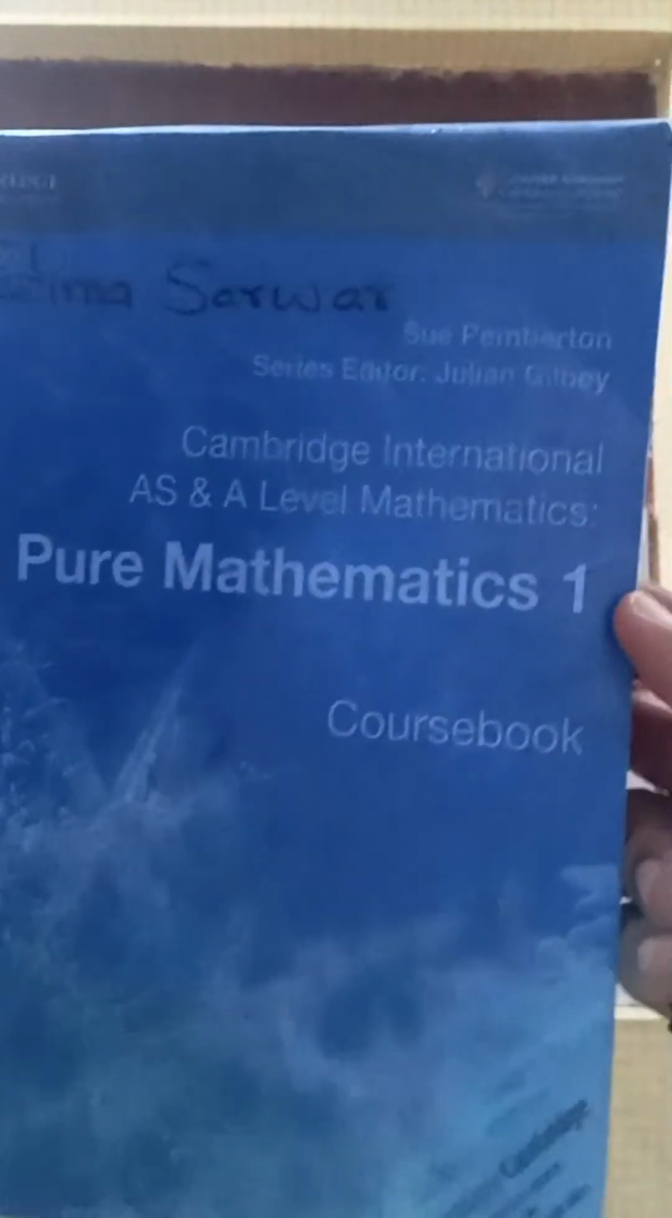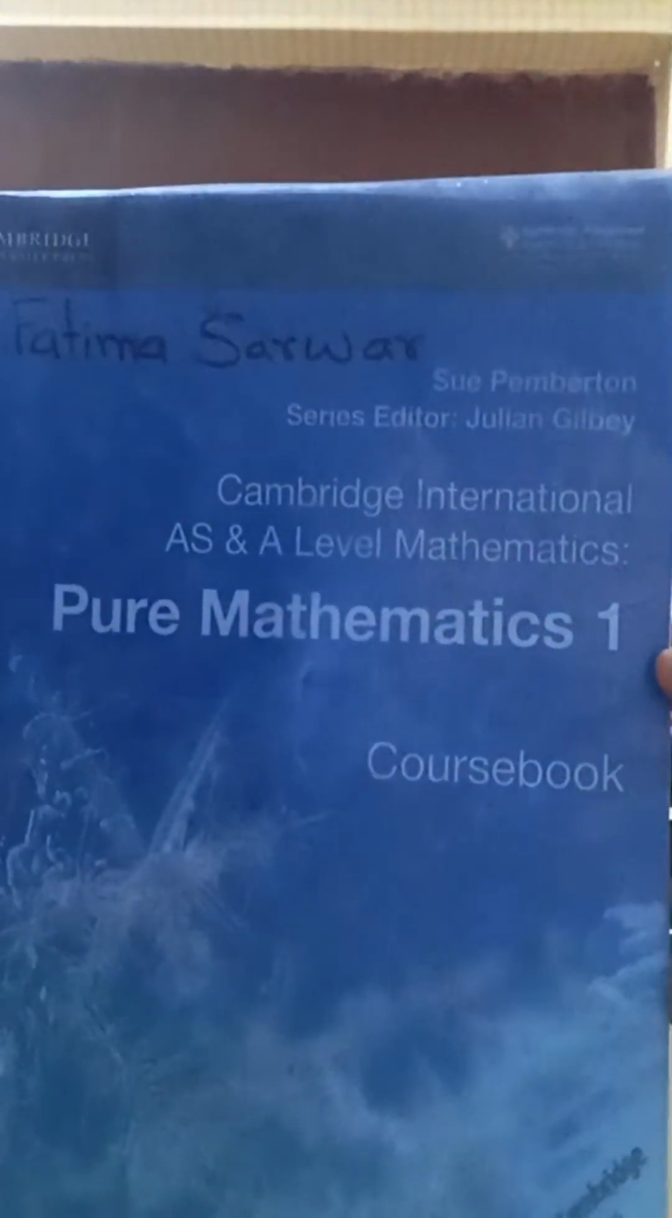This exercise is about the second derivatives, and this is Pure Mathematics 1, AS and A Levels Mathematics 9709. This is the book which we are following. This is the course book, and in this video we are going to solve the course book. So today is the first episode on Exercise 7D, which is related to the second derivatives.